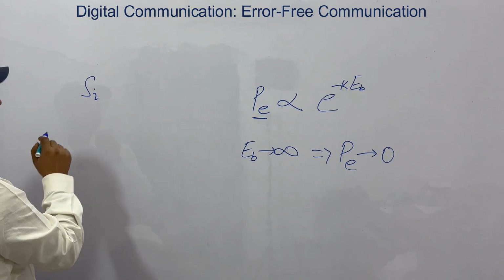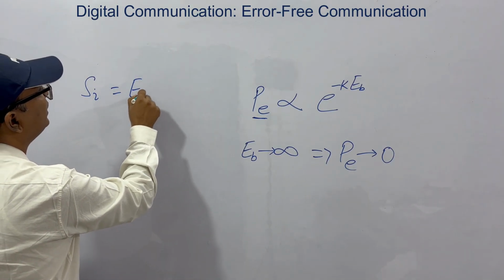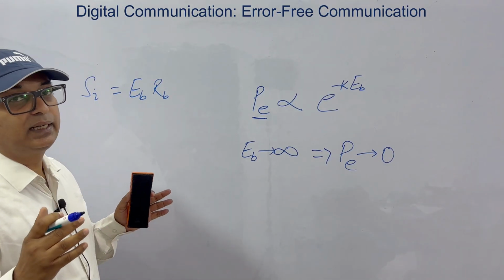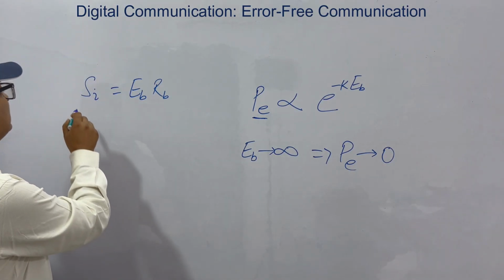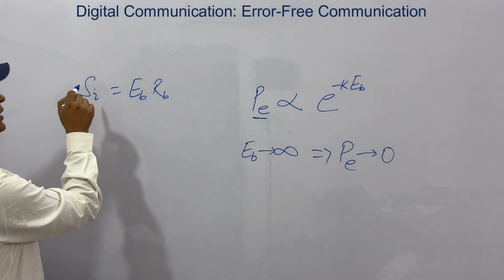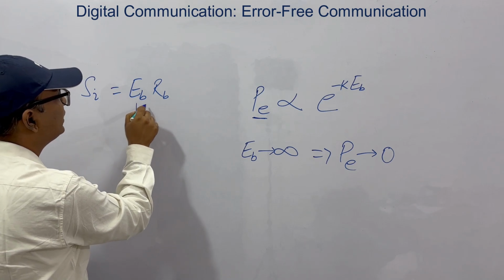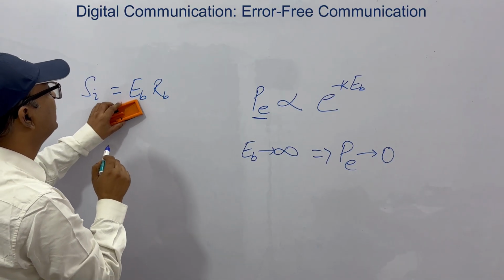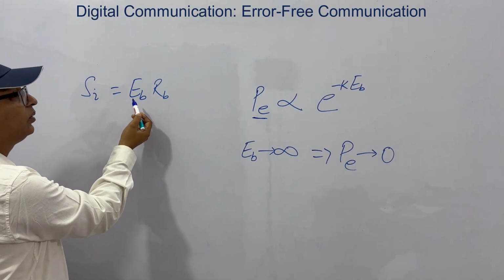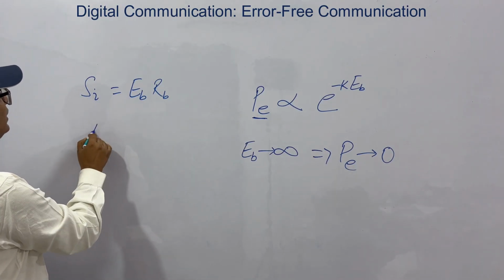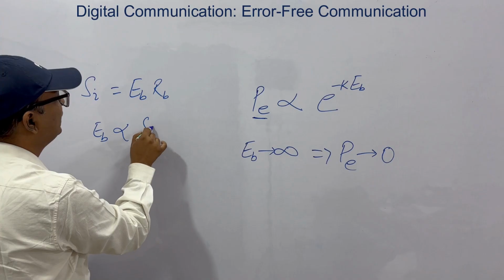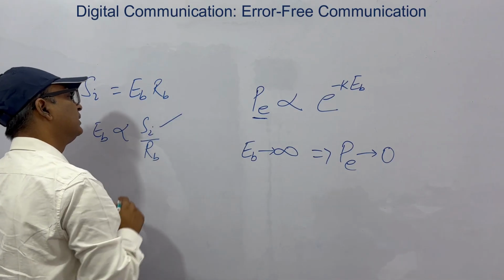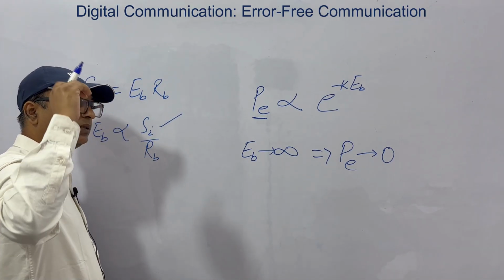SI, that is the signal power, is given as EB into RB. We'll study these things later on. This is just for introduction so that you understand what we are going to study. This is signal power. Signal power is equal to energy per bit into rate of data transfer, EB into RB. Now, if you increase energy per bit, how can you do it? EB is proportional to SI and inversely proportional to RB. So there are two ways. First is you keep on increasing the signal power: 100 watts, 1000 watts, 1 megawatt.